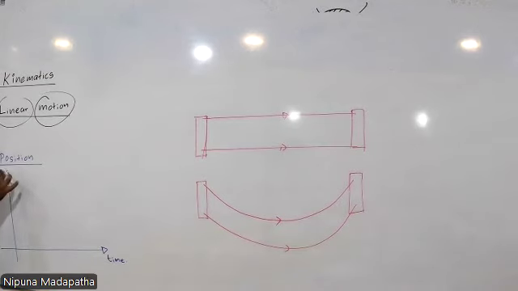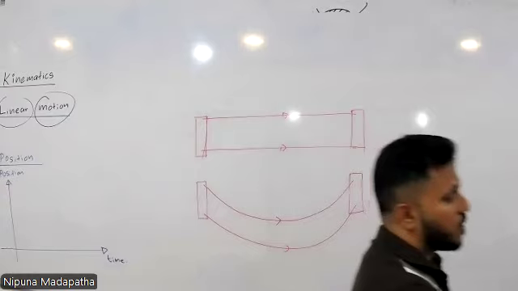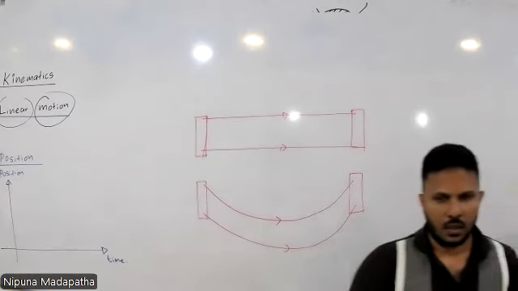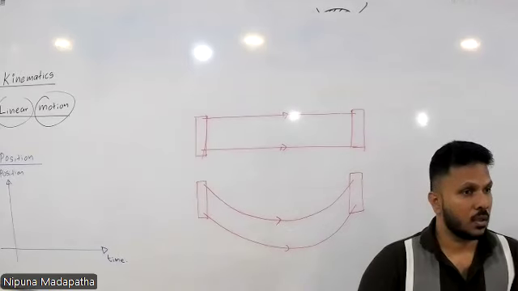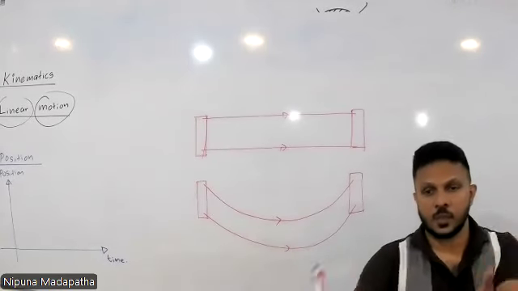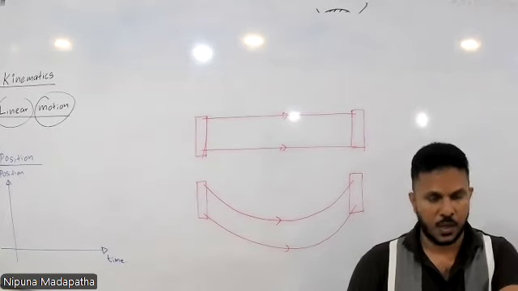This is something called position. In order to explain the position of an object, we need a fixed point, a reference point. Related to the reference point, you can explain the position.